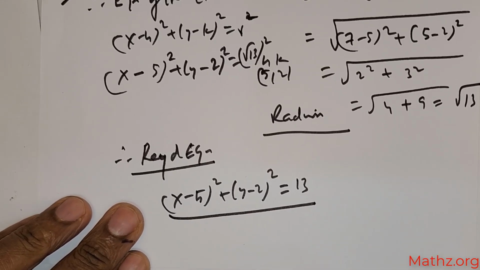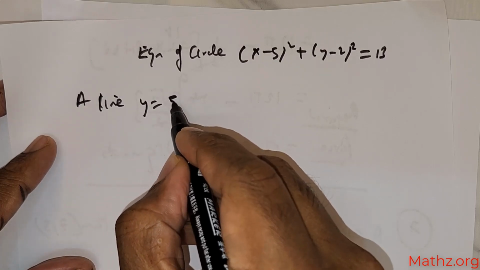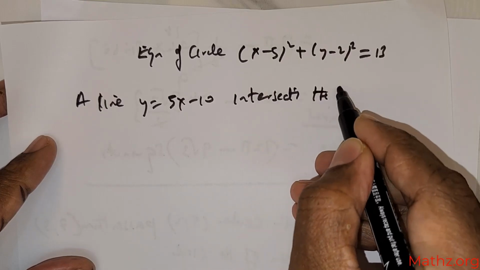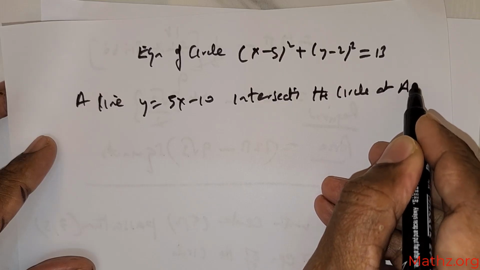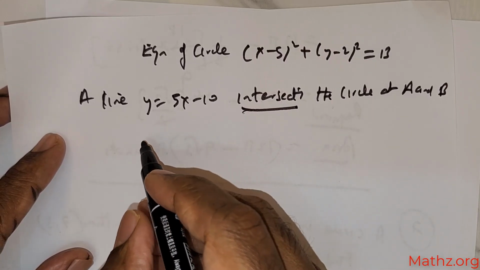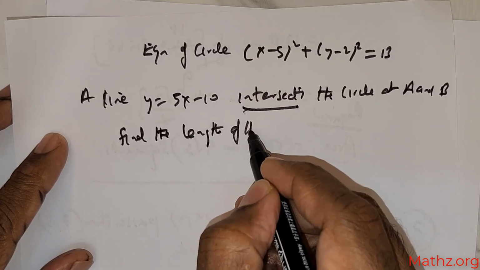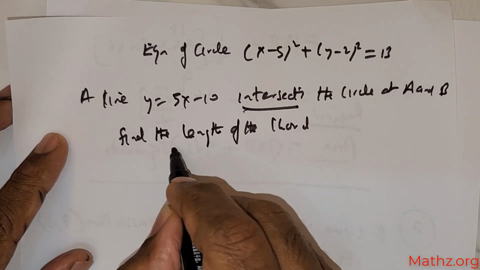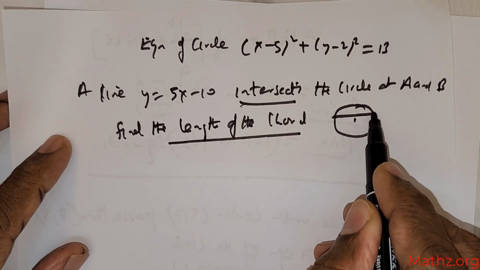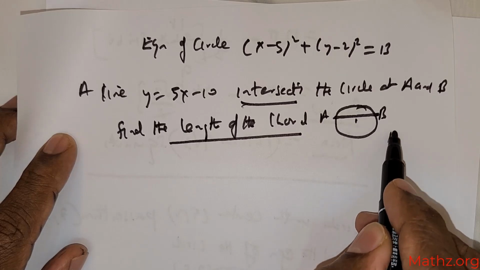Now there is a second part to the question. It says a line y is equal to 5x minus 10 intersects the circle at A and B. So there is an intersection taking place. They are asking us to find the length of the chord. Now imagine this is the circle and the line is hitting, say at some point A and B like this. Now we have to find this length AB.